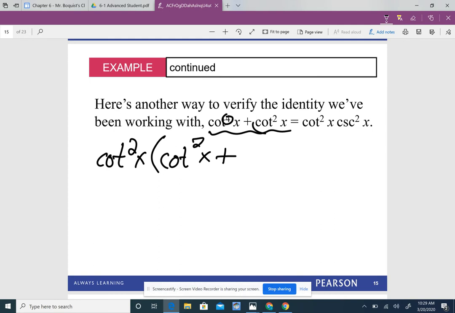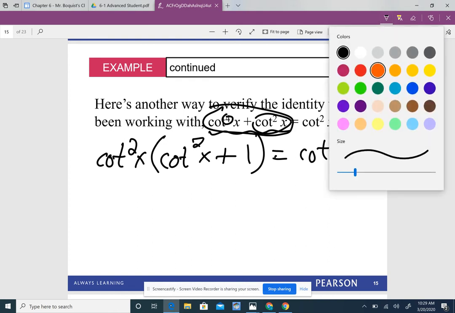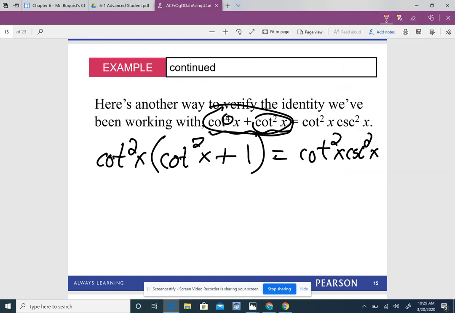Plus, well, I took all of this one out, so it'd be plus 1. Because now if I distributed this cotangent squared back in, I would actually get back to where I started. And then on this side, well, seeing we left the other side with cotangents and stuff, I think maybe we'll just keep this side and not mess with it at the moment.